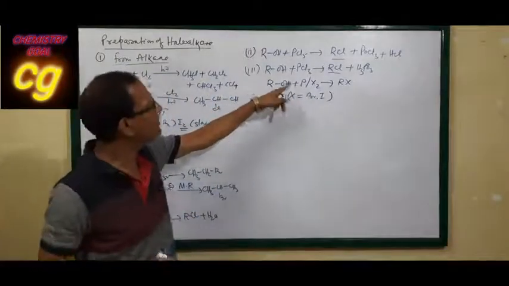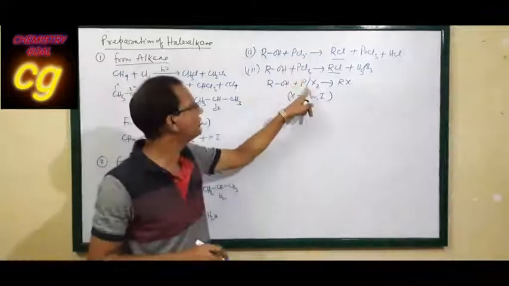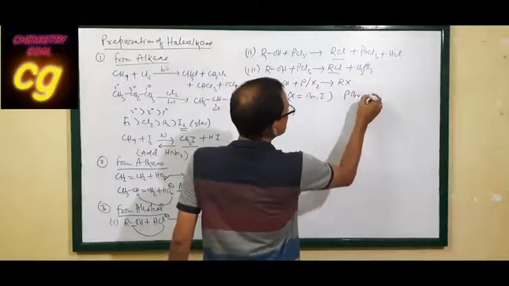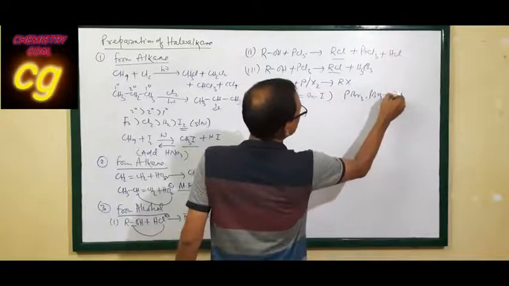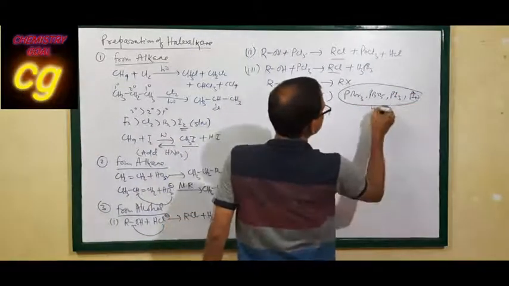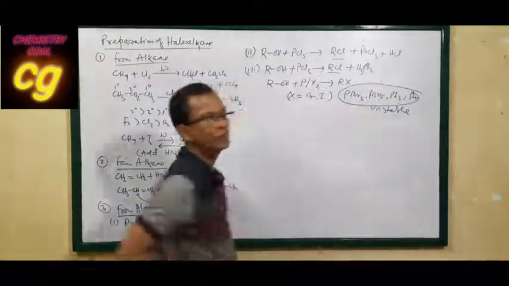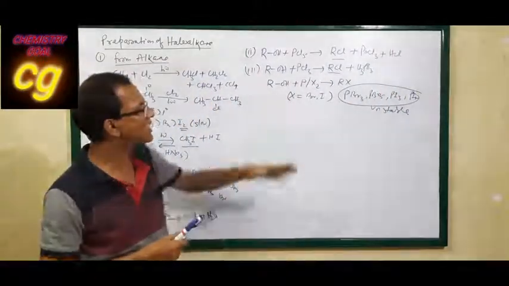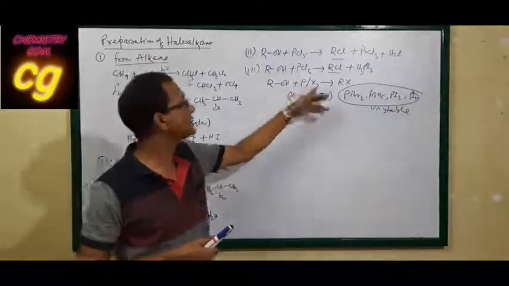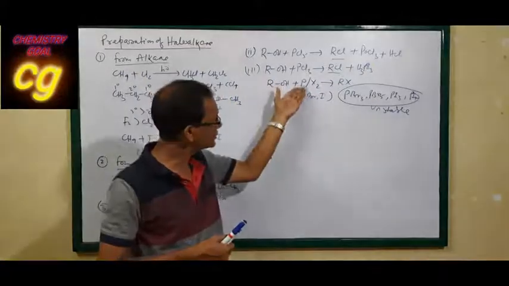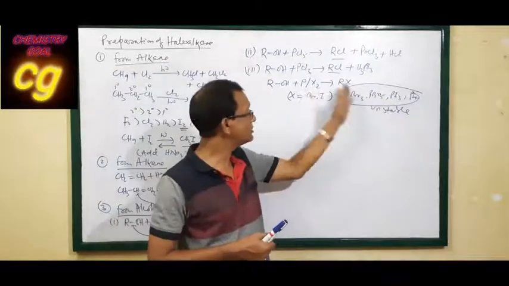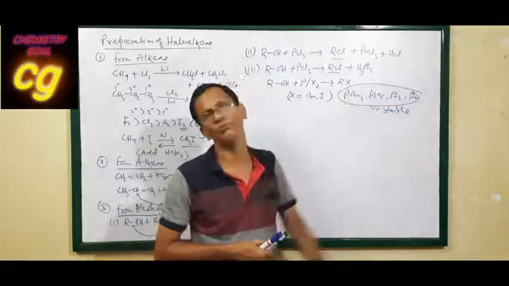Why do we use phosphorus and halogen instead of PCl5 or PCl3? Because PBr3, PBr5, PI3 and PI5 are all unstable. They are unstable, so they cannot be used directly, but they can be used by taking phosphorus and halogen. During the addition of phosphorus and halogen, it produces PBr3 and PBr5. That's why, because you cannot use them directly, since they are very unstable.